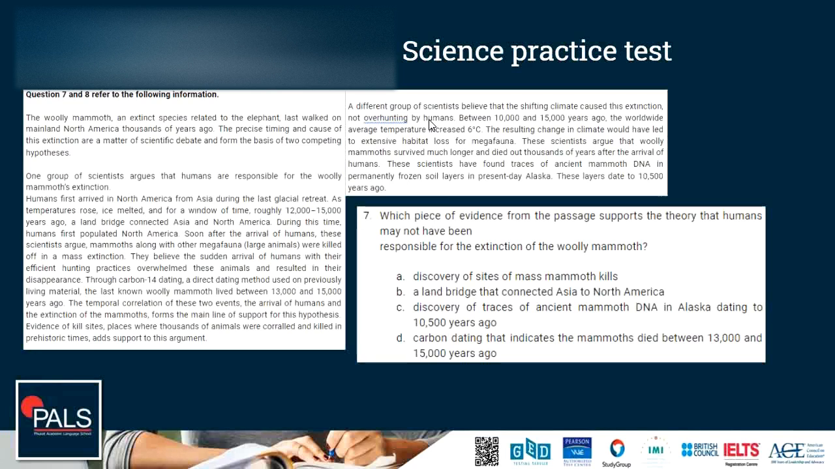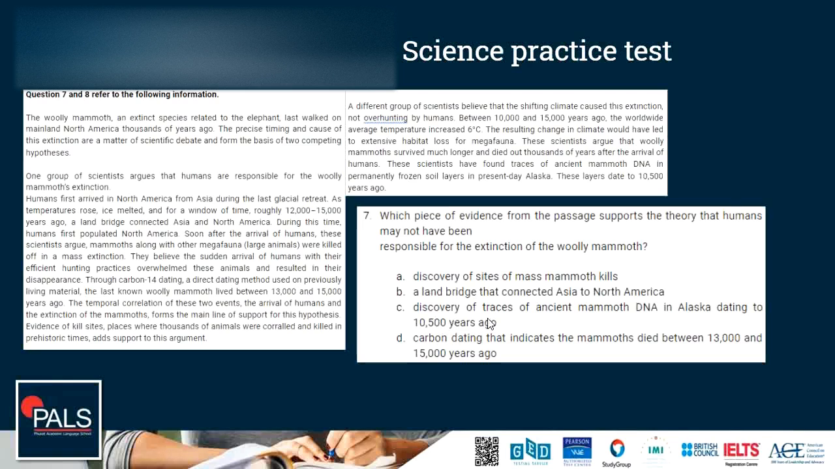So question 7, which piece of evidence from the passage supports the theory that humans may not have been responsible for the extinction of the woolly mammoth? And you can think about the answer yourself quickly. Pause the video if you want to. The correct answer in this case is answer C, the discovery of traces of ancient mammoth DNA in Alaska dating back to 10,500 years ago.